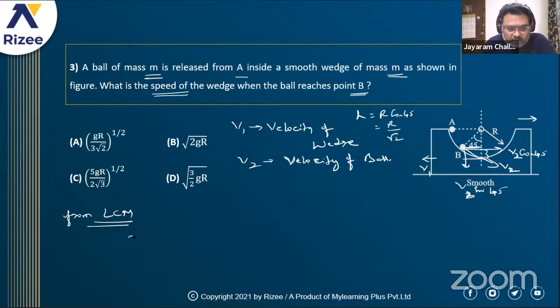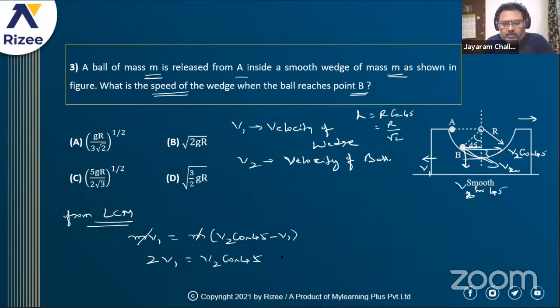Now conservation: m into v1 along the x-axis should be equal to, the ball is moving relative to the wedge, so m(v2 cos 45 minus v1). From this one, mass is same, so 2v1 is equal to v2 cos 45. Cos 45 is 1 by root 2. So from this we have got the relation v2 is equal to 2 root 2 times v1. This is a very important relation we have got from the law of conservation of linear momentum.